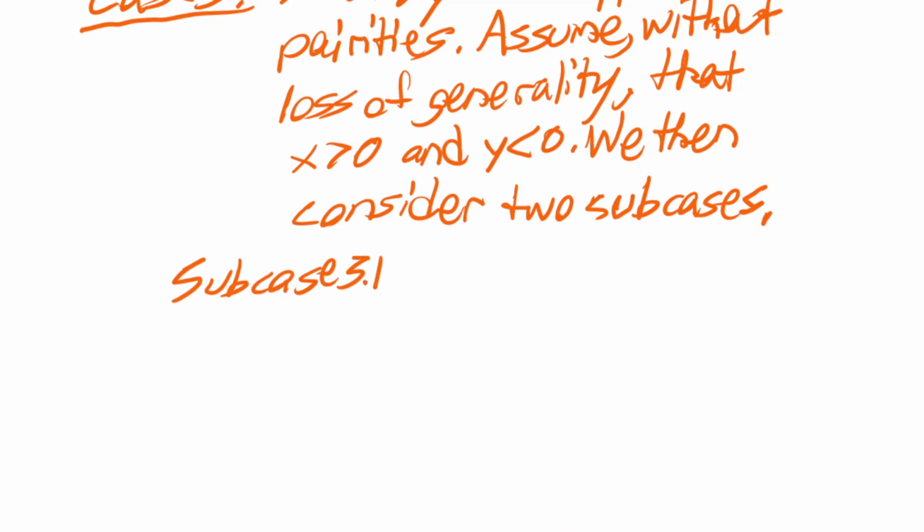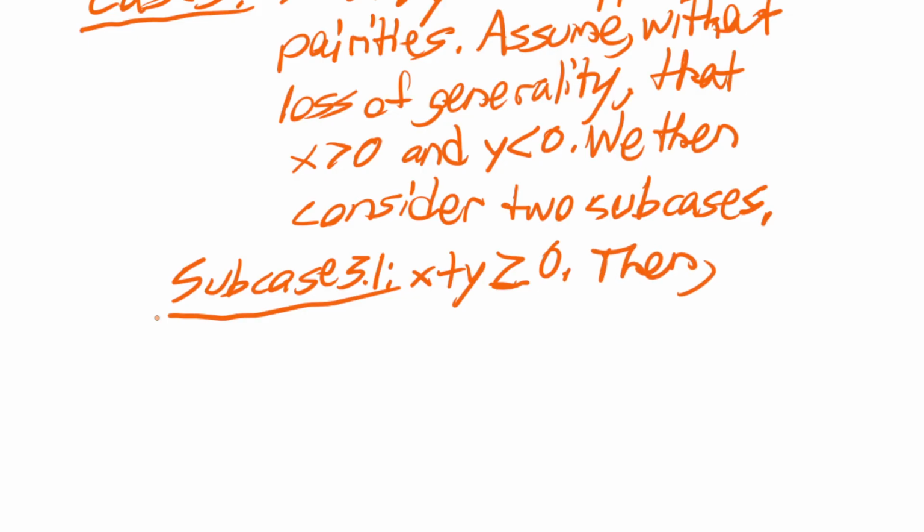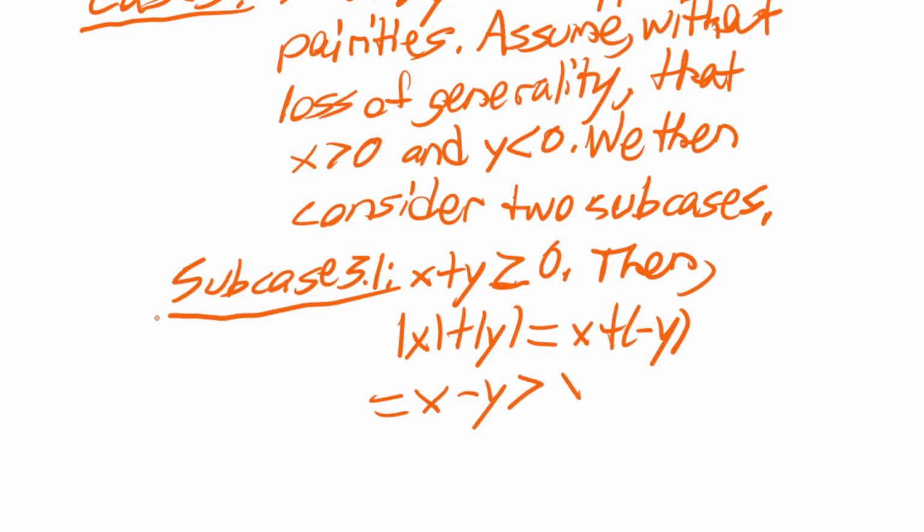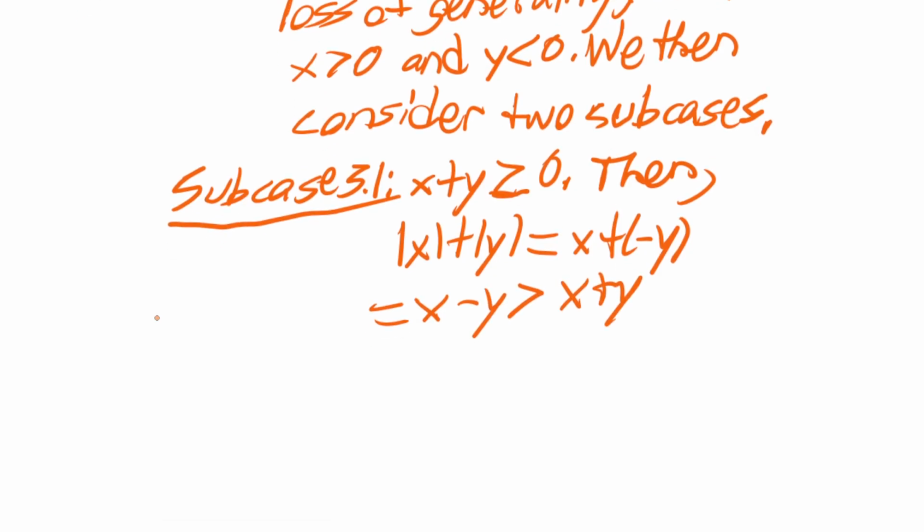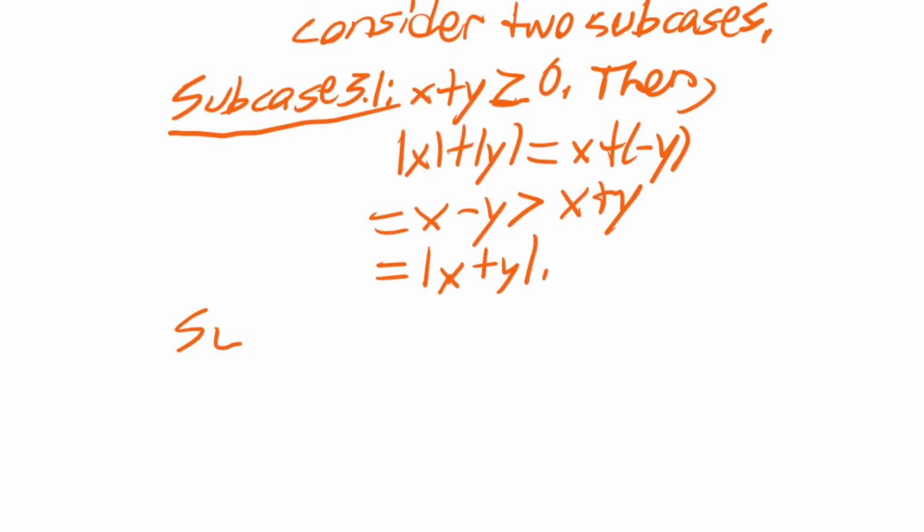So let's look at subcase 3.1, which is going to be x plus y is greater than or equal to 0. So then we have the absolute value of x plus absolute value of y equals x plus negative y, which equals x minus y, which is greater than x plus y, which equals the absolute value of x plus y.